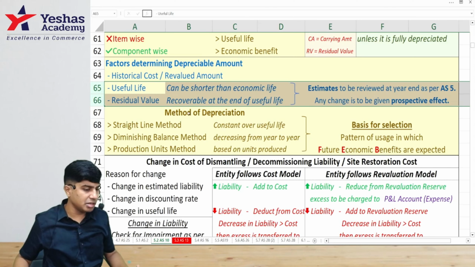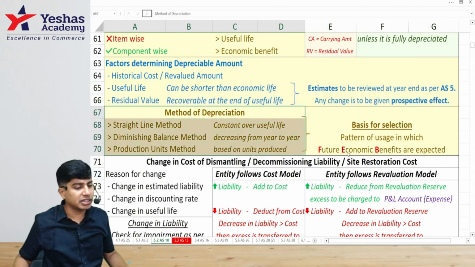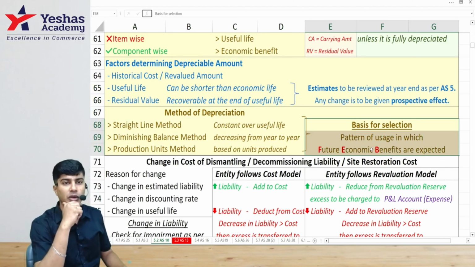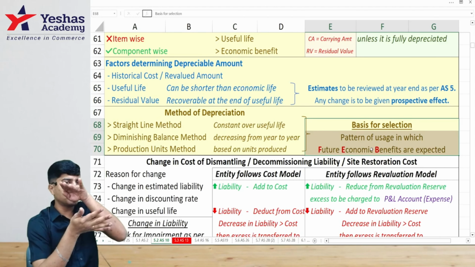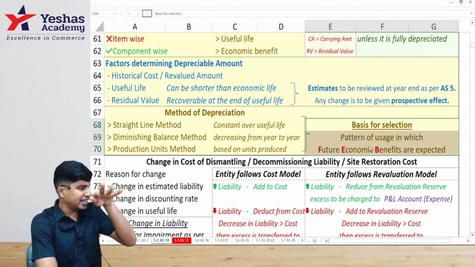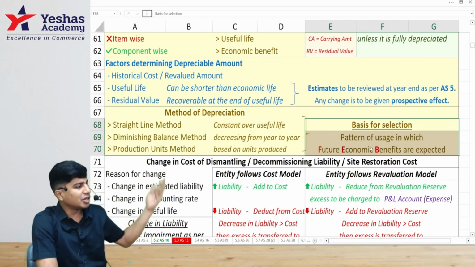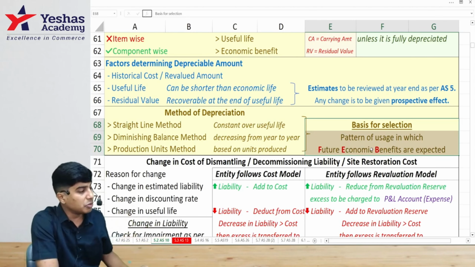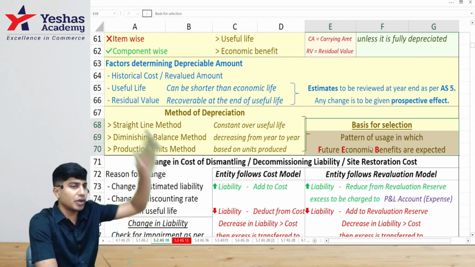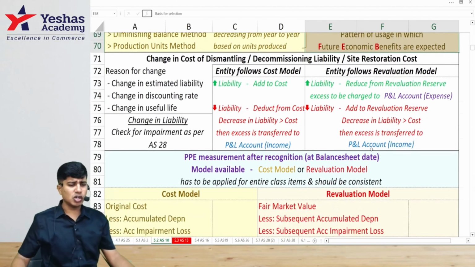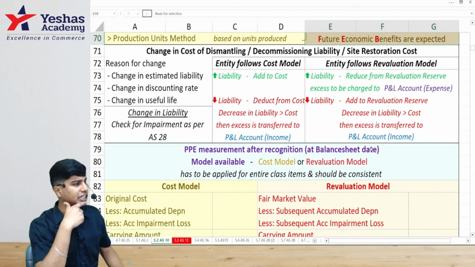And like I mentioned, these three methods, how do we pick between them? It is based on the pattern of usage of the asset or future economic benefit. If you expect the asset to produce the same units, same expense, same benefit, and the same sale revenue every year, then you can follow SLM. If it is decreasing from year to year, then you can follow WDV. If it varies with the level of production, then you can follow the production units method. I hope you understood.